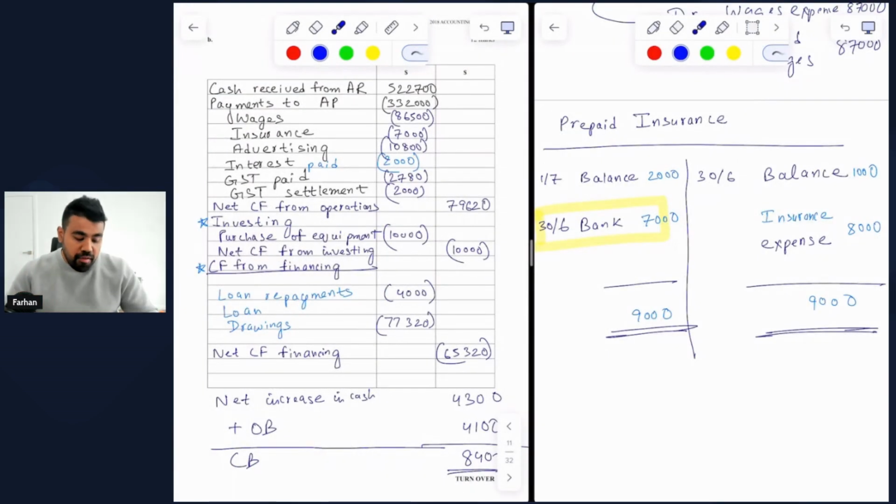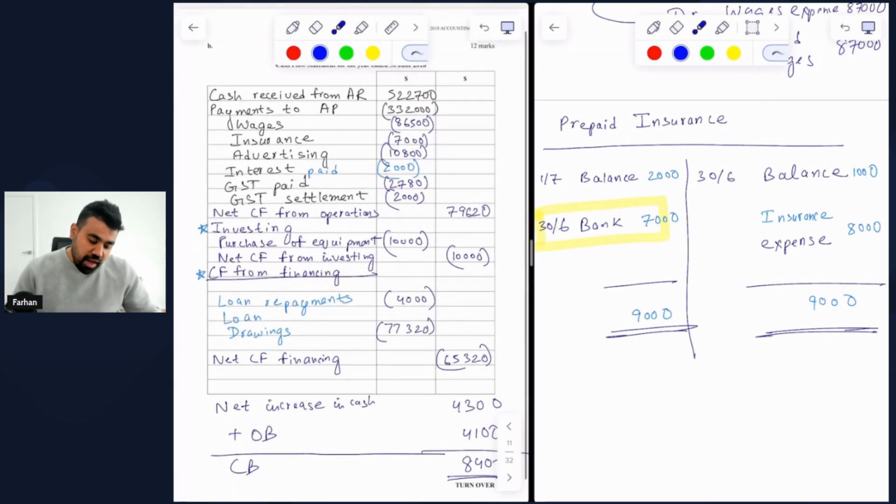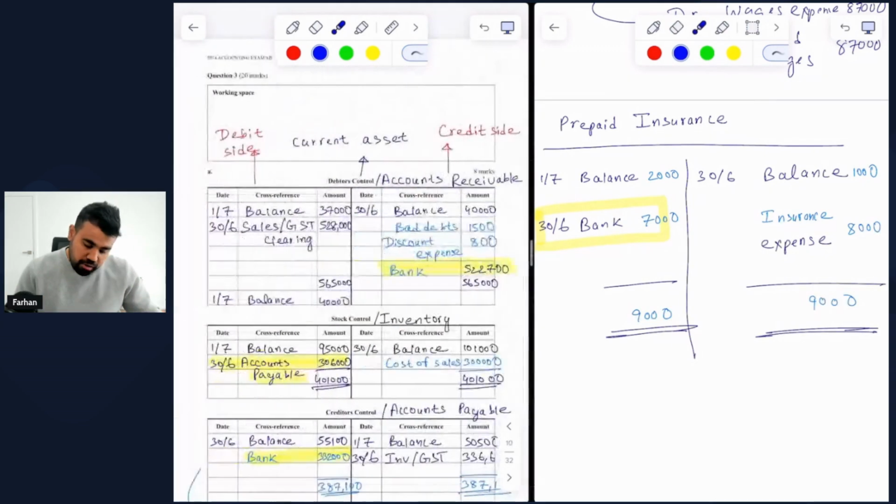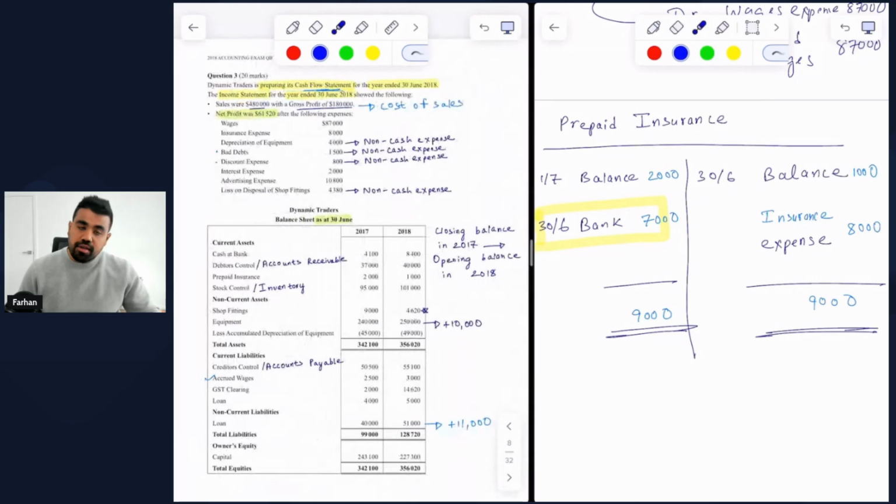Now let's calculate the value for insurance. Now, if you check the balance sheet, you'll see that we are given the prepaid insurance, which refers to a current asset because we have paid for insurance in advance for the next financial year. So let's find that amount. So prepaid insurance at end of 2017 was $2,000 and at end of 2018 was $1,000.